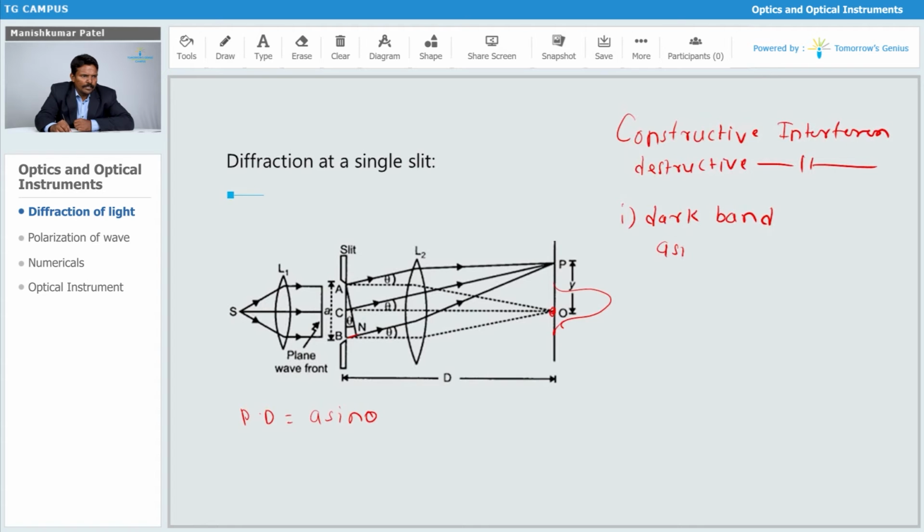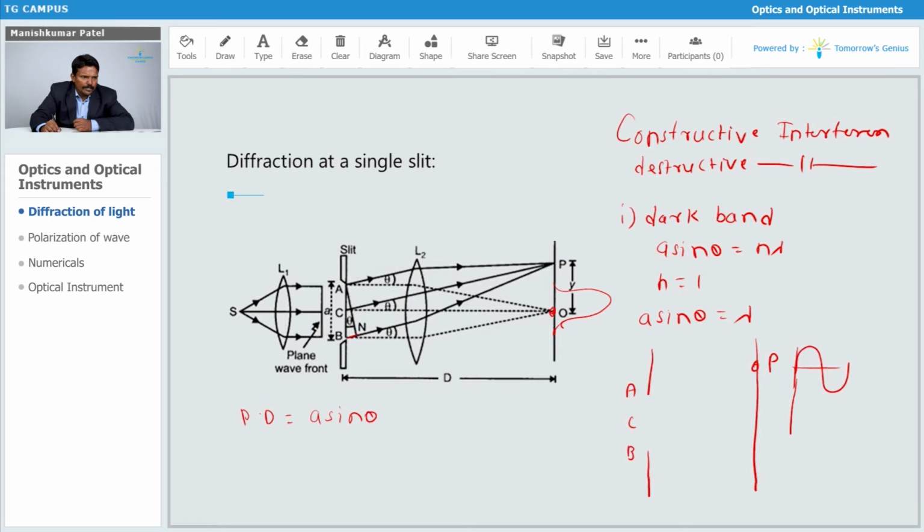Now the condition is that A sine theta equals n lambda, which is the condition for the dark band. Let's say for n equals 1, you will get A sine theta equals lambda. Now what we are going to do is divide this slit into two parts, A, C and B. When the light reaches point P, I can show it: this is A, then this is C, and again this is B.